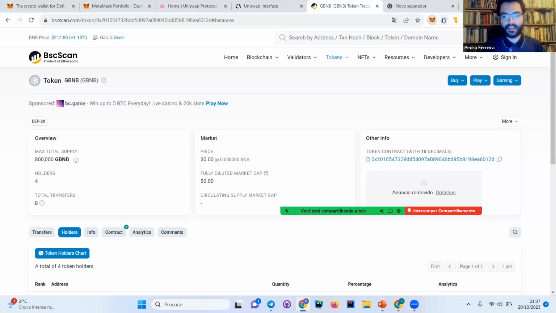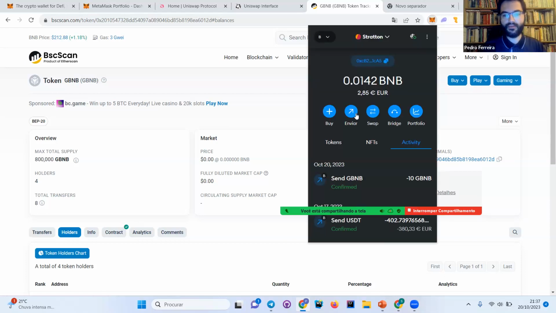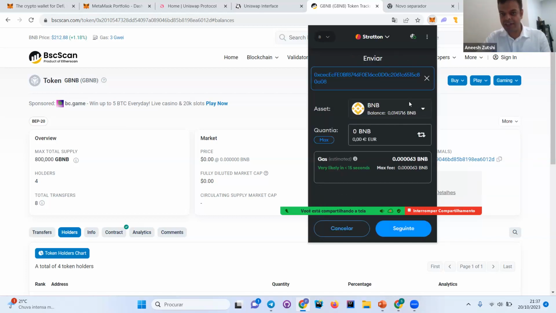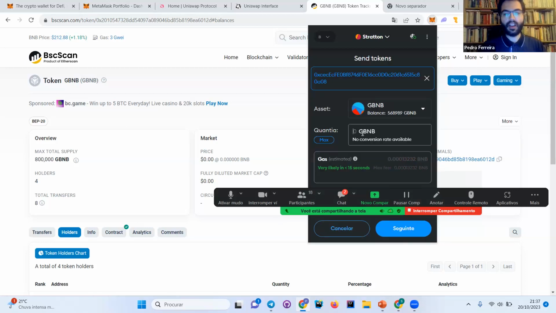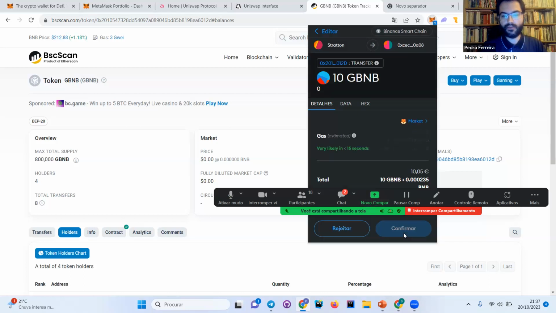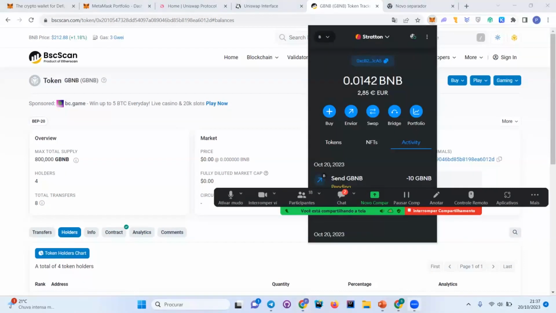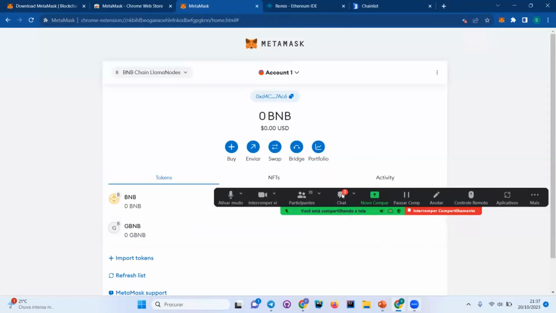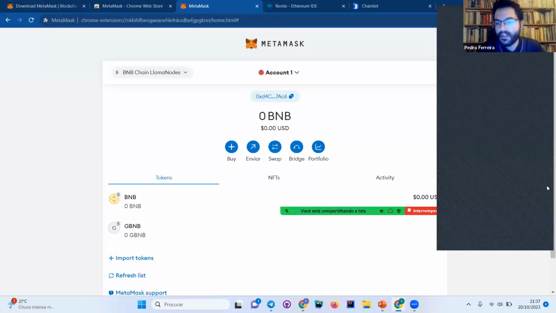MetaMask is a little bit... So we go to BNB chain and click import tokens. Is that it? And put the contract address. Exactly. Well, I tried it, but it's 0. Yeah, I'm still sending the tokens to each person. Okay. It's not a lot, so I'll do it manually.